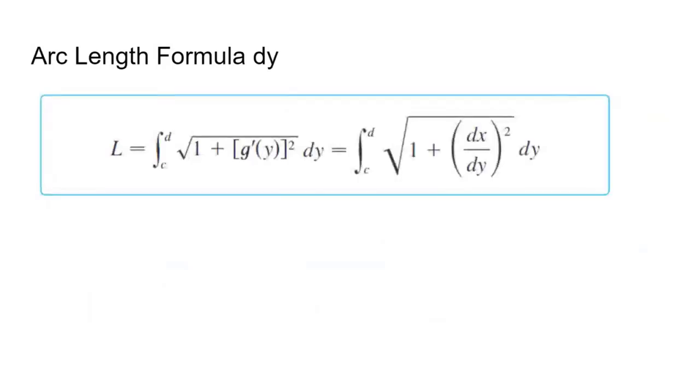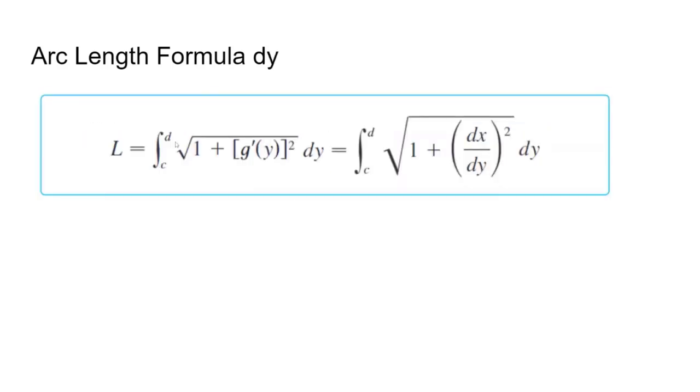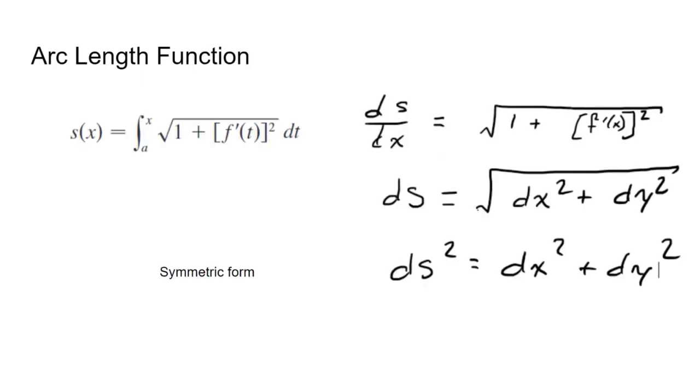And this is the same formula, let me go back. Here we had y equals f of x, but now it's flipped. This is x equals f of y, when x is a function of y, and then we have this formula. It looks the same. So this dy formula is for when x is a function of y. And then we have the arc length function.